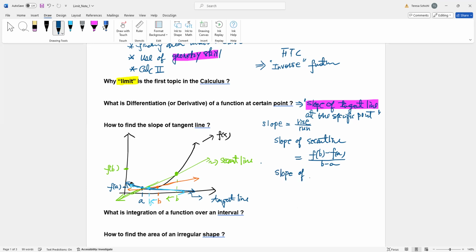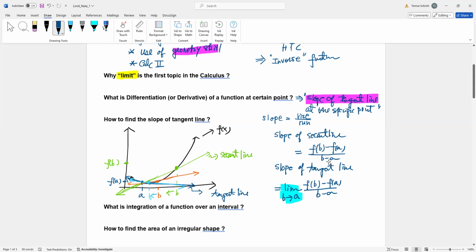This is how we do it. The slope of the tangent line for this example is really just the limit, that's what we use the limit for, as B gets closer and closer to A, of the secant line slope, f of B minus f of A over B minus A. That is why we want the limit, because our basic definition of the derivative is based on this simple concept. I just want to push B closer and closer to A. So my secant line started with this green one, getting closer to the orange one, and getting closer to the blue one.